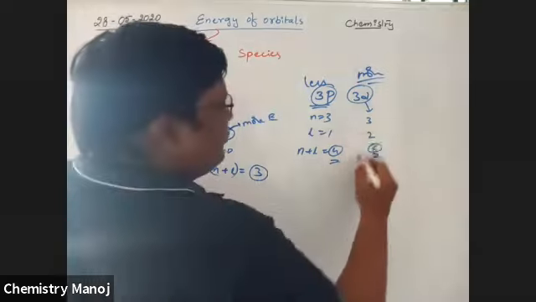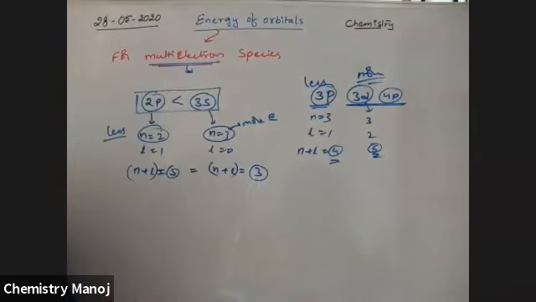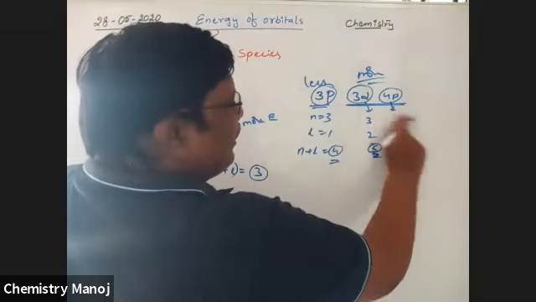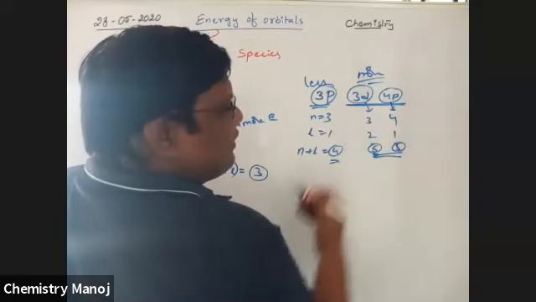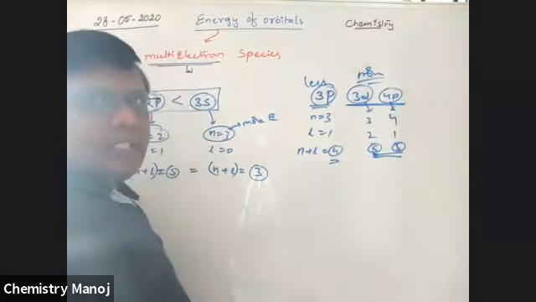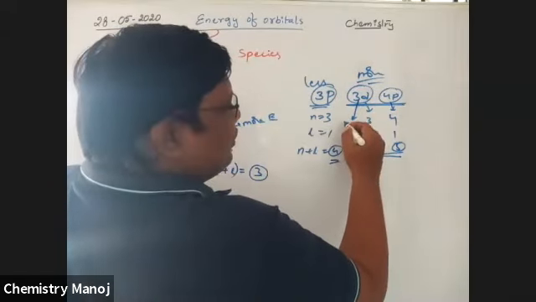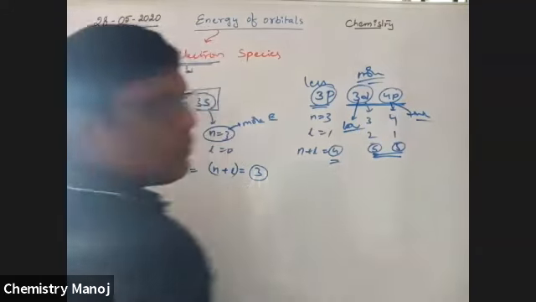For example, compare 3d with 4p. So for 4p, n value is 4, l value is 1, overall 5. The n plus l values are the same. If the n plus l values are the same, automatically use the n value. So now this one is low energy, this one has more energy.